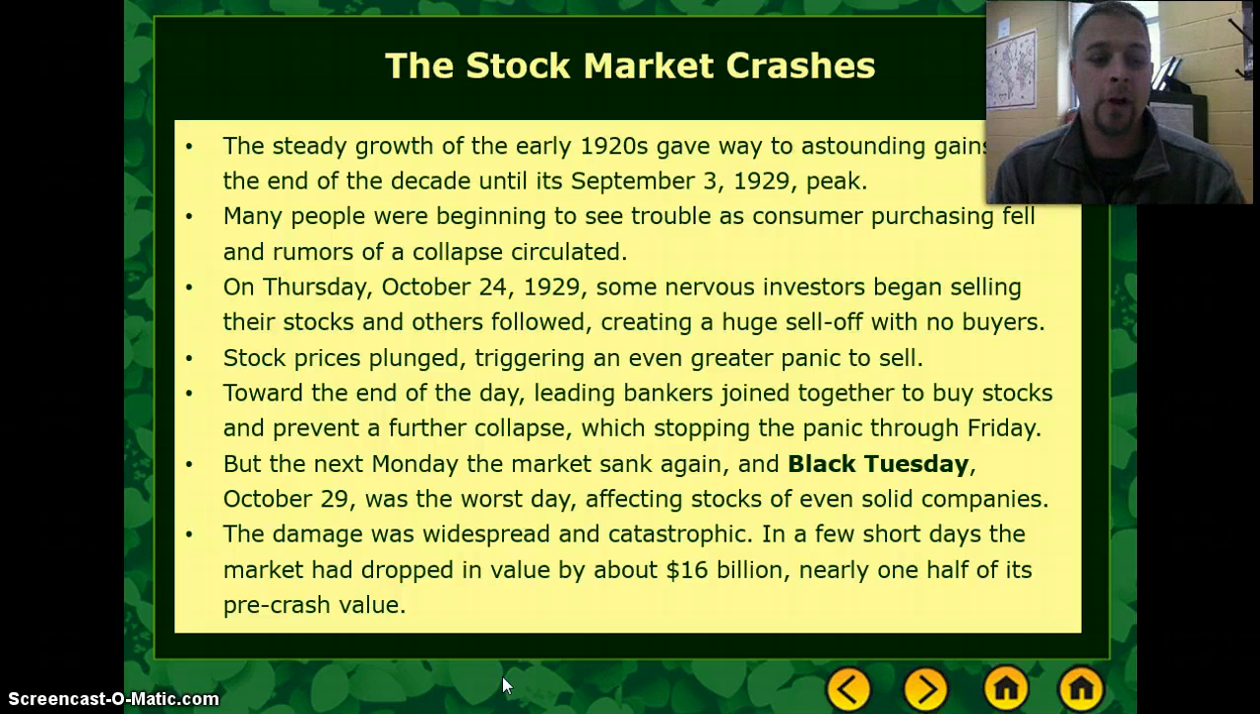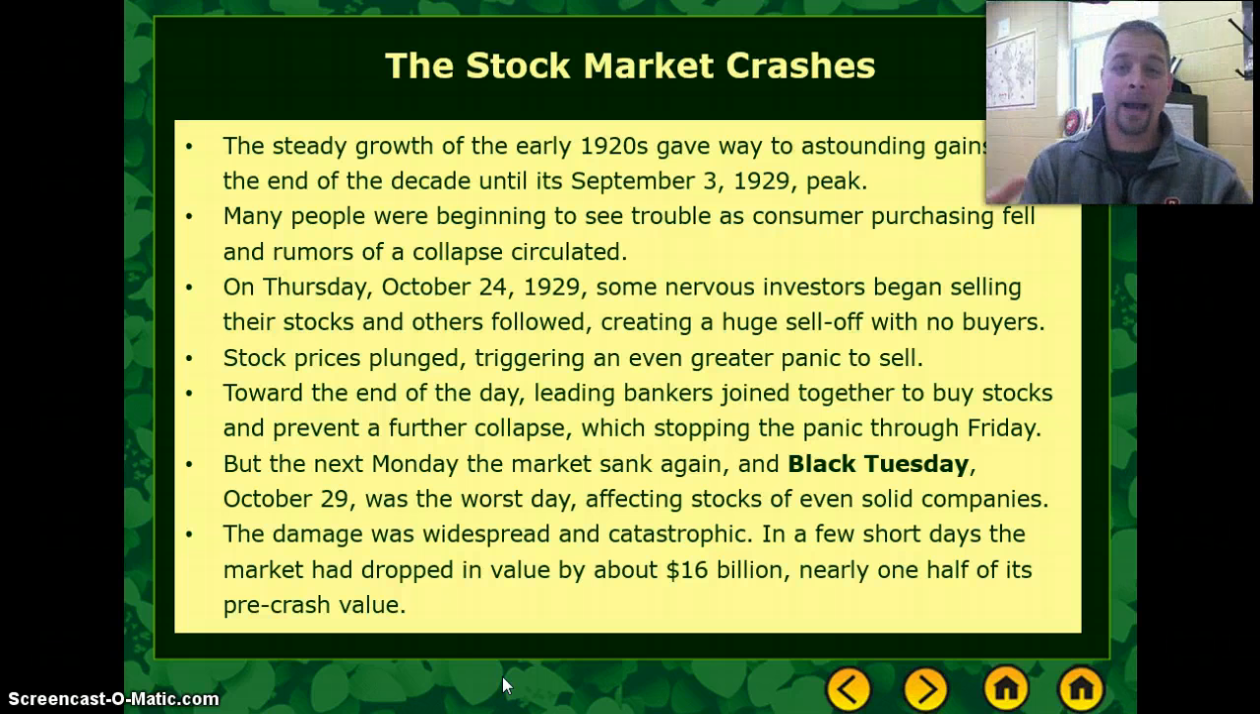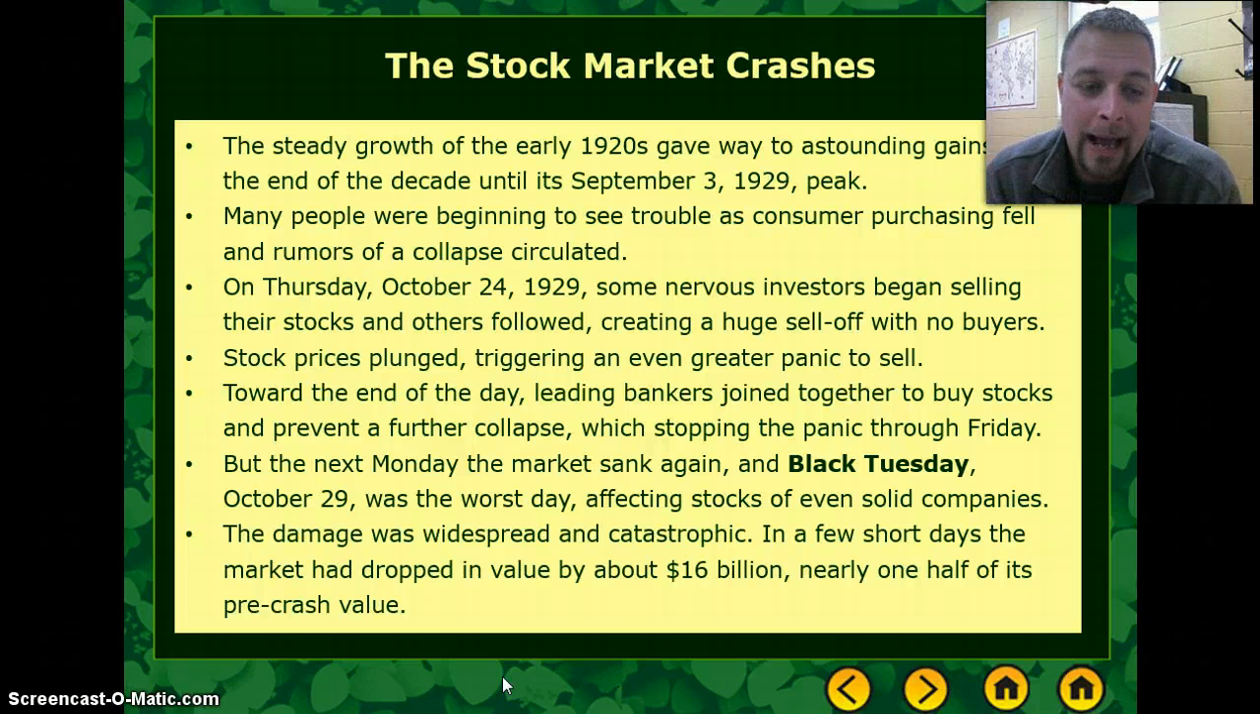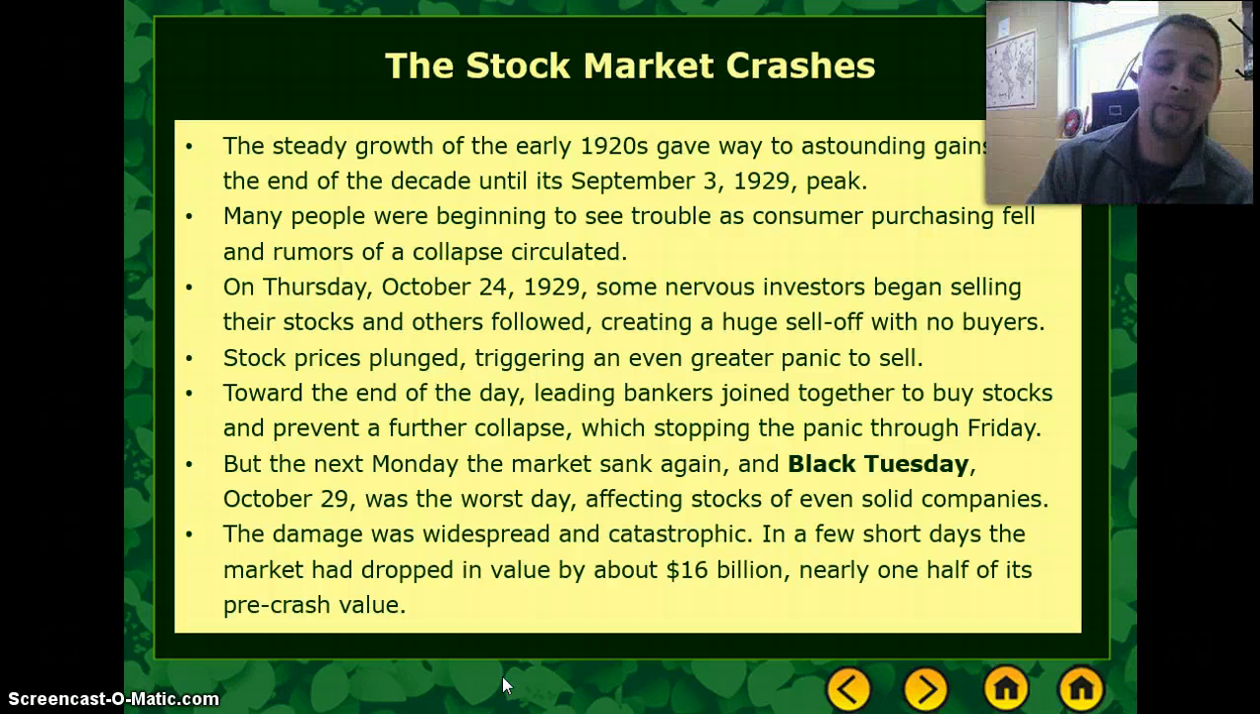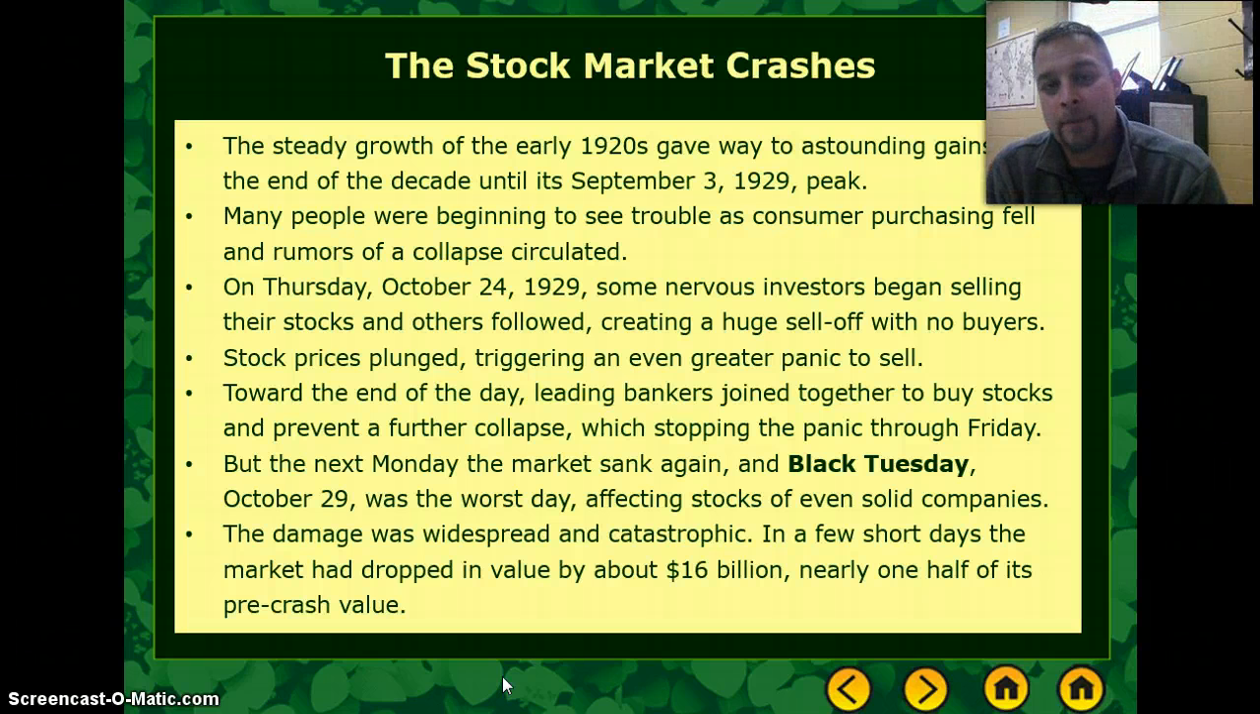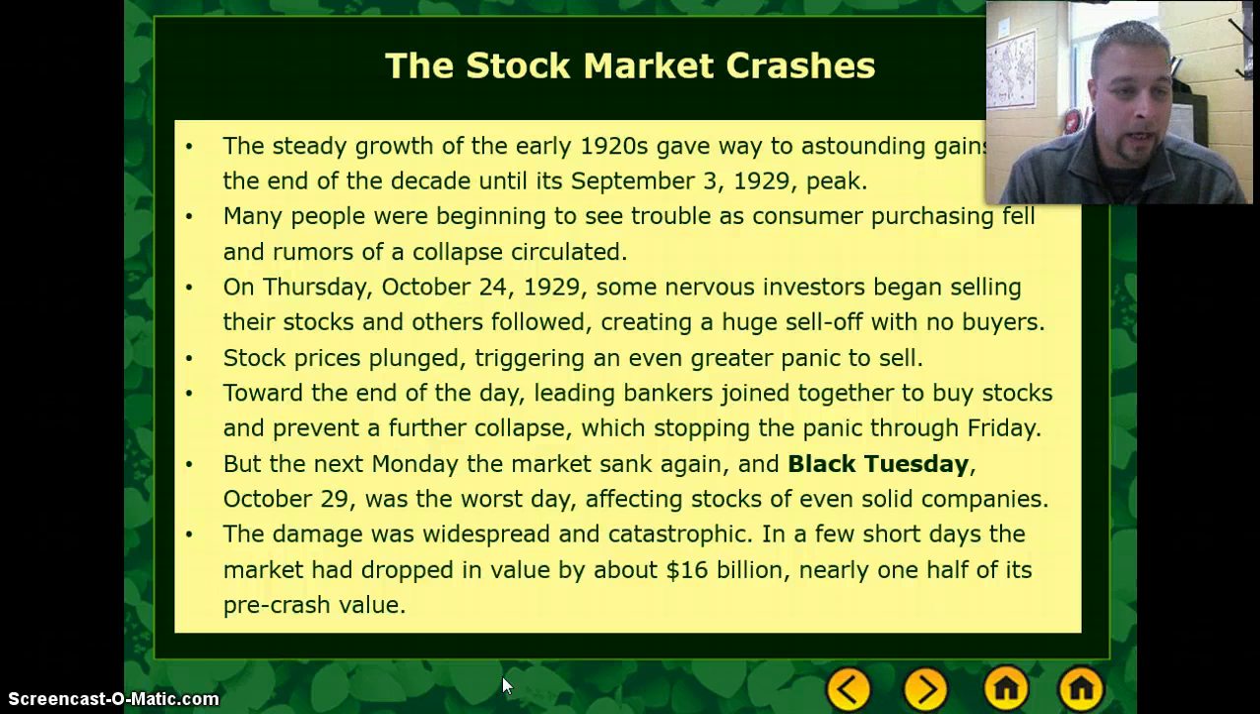So toward the end of that Thursday, the leading bankers joined together to buy a bunch of stocks to prevent a further collapse. And this was basically effective in stopping the panic through that Friday. So they go into the weekend, and everything seems to have stabilized. But next Monday, the market sinks again, and then Black Tuesday, October 29th, was the worst day, which affected stocks of even solid companies.